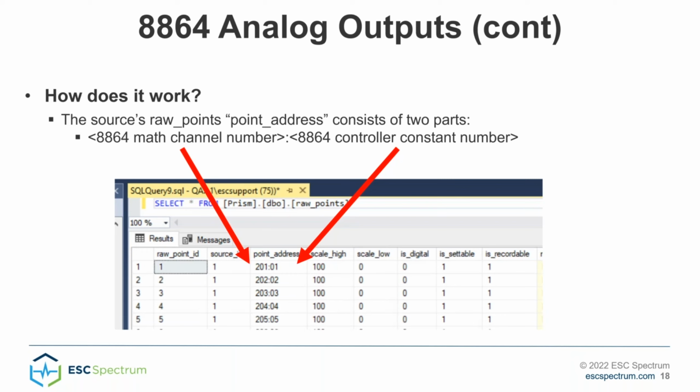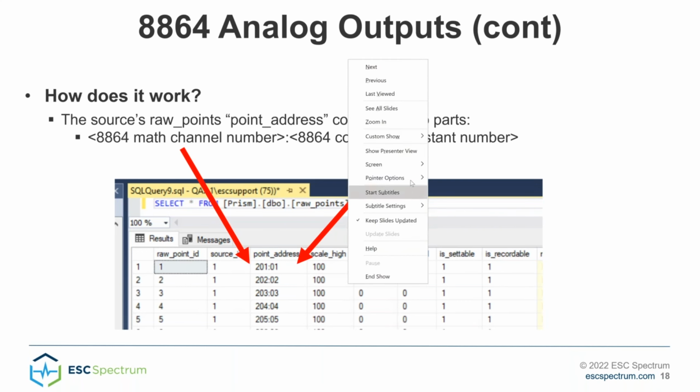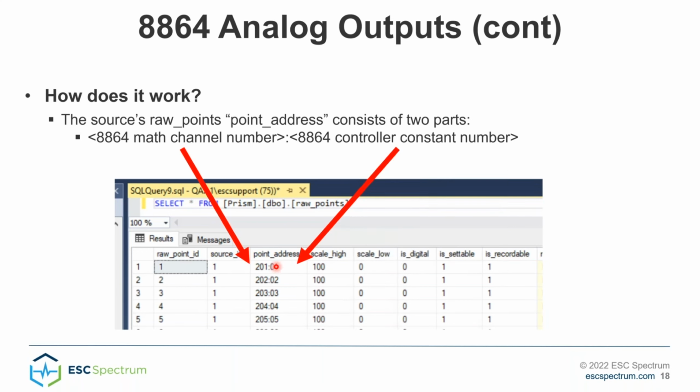So here's a look at what that point address schema looks like. Its number is separated by a colon. So the left side of the colon would be the actual read address of the point that we're reading, which is 201 in this example. And on the right side of the colon, it would be the actual set address. So we're setting math constant number 1 here.